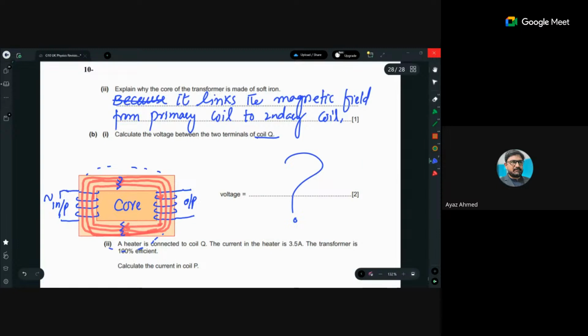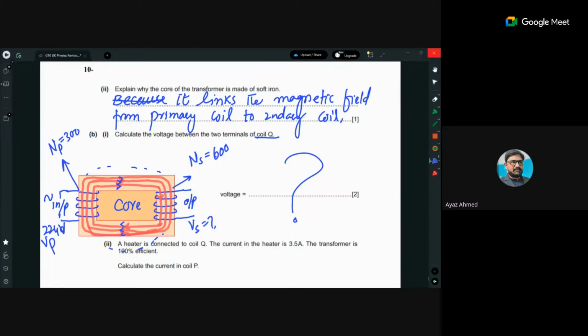I'm just going to assume some values. For example, you are going to give 240 volts at the primary coil. This is your primary coil. So this is your VP, and there are 300 turns on the primary coil. And this is the secondary coil. So number of turns on the secondary coil are, let's say, 600, right? So calculate the output voltage VS in the secondary coil.